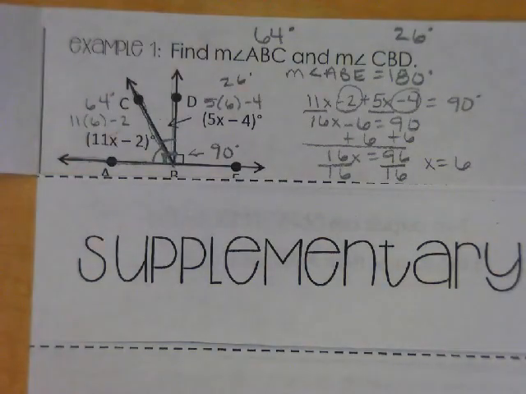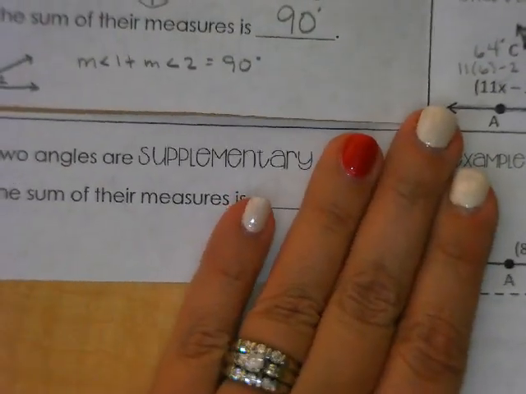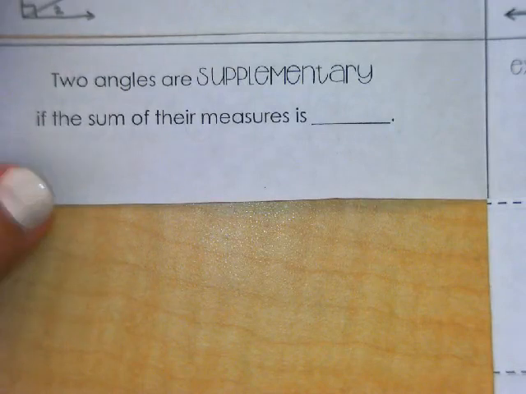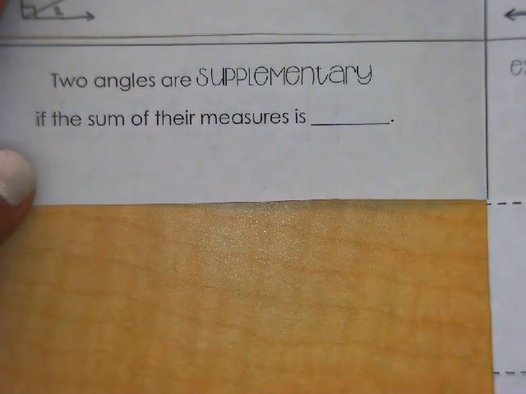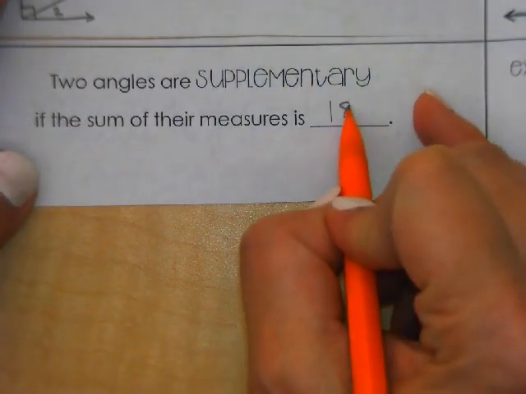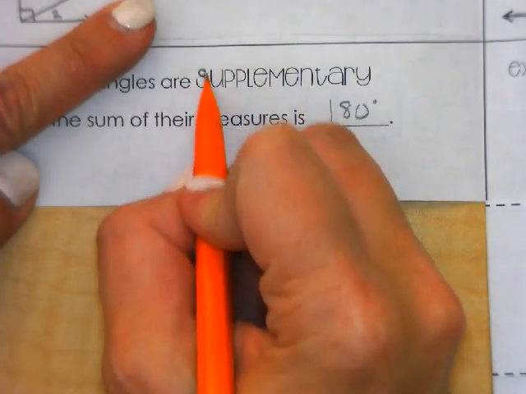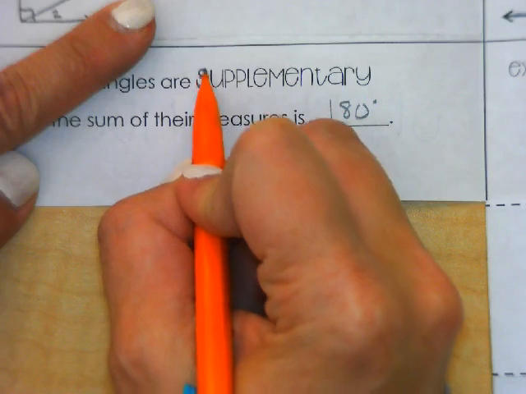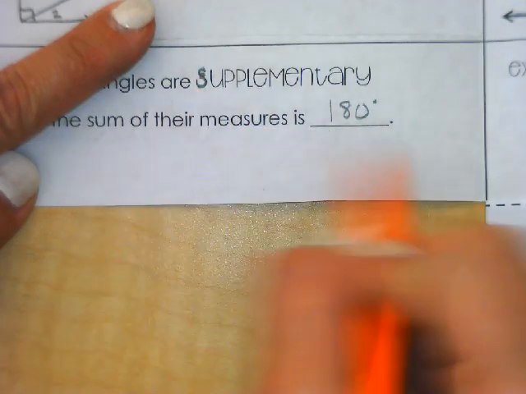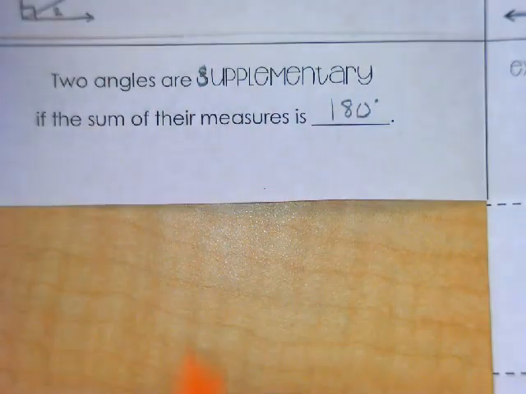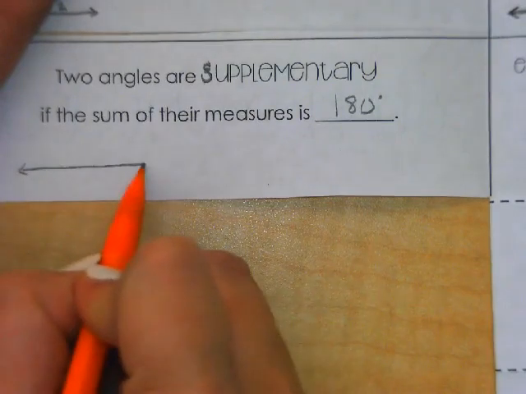Let's talk about supplementary. Two angles are supplementary if their measures add up to be what? 180. So here's how we can remember that. Look, an S is made with two C's, and we know that complementary is 90, right? So 90 plus 90 is 180. So we can draw a picture of this.